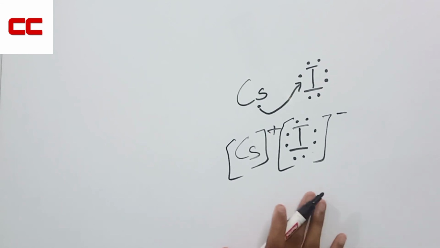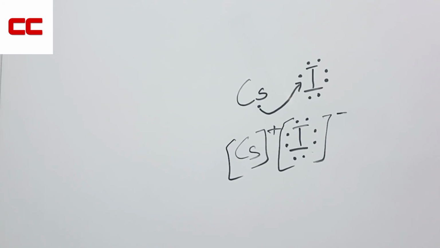It has taken something which is not part of iodine. It has taken from cesium, right? So it has taken and become negative. And cesium has happily given its one and only electron. It has become positive and happy. Cesium is happy and iodine is unhappy. It's just like a story. I made a story so that you can easily understand.